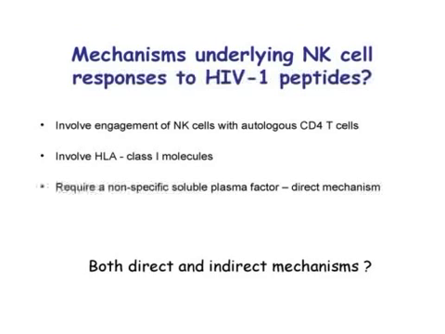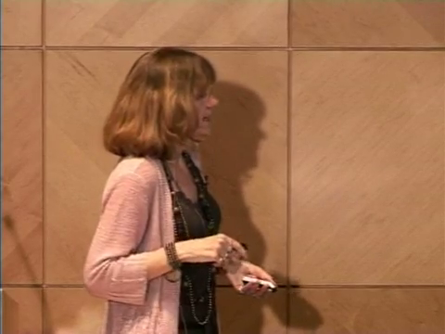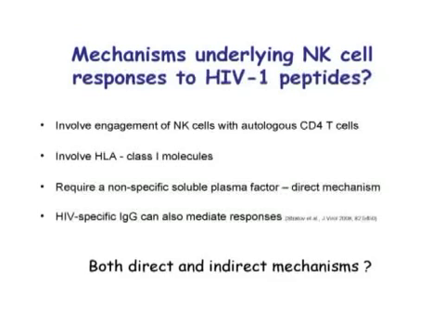The interesting thing was there seemed to be a need for a non-specific soluble factor in plasma, which seemed to imply that there's a direct mechanism involved, that involves HLA, that involves something else in the plasma that's necessary. Because if you remove the plasma from the infected person that has a response, but you add back uninfected plasma, you can reconstitute the response.